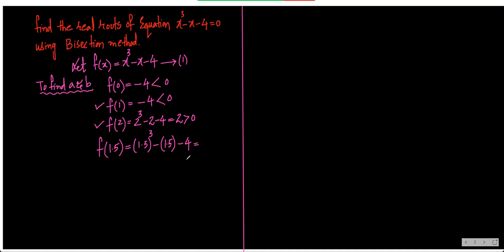Minus 2.1250. Yes, correct. I know the answers, but I want from your side. I want to check your knowledge and your answers. Minus 2.1250. Again, it is less than 0. Less than 0 means next approximate value after 1.5 we are assuming that it is 1.6. 1.6 becomes 1.6 whole cube minus 1.6 minus 4. Tell me what is the answer.